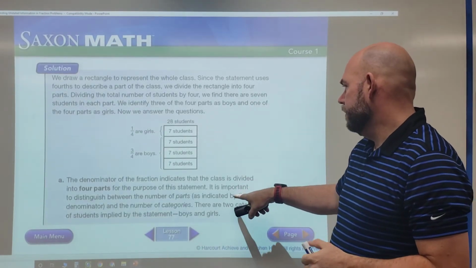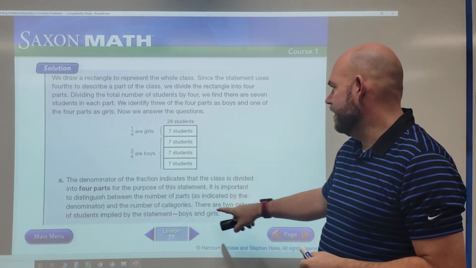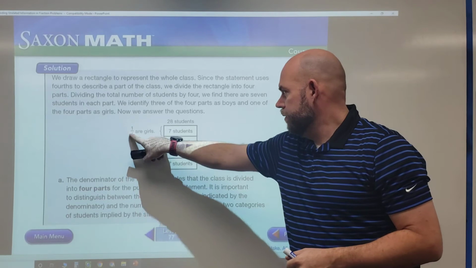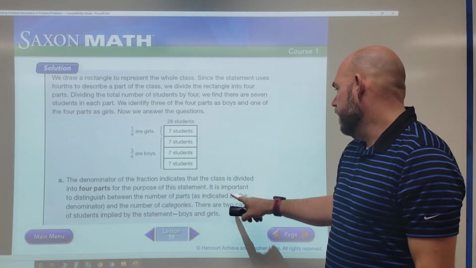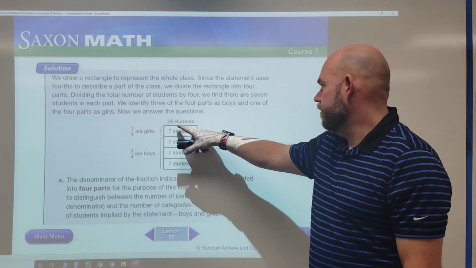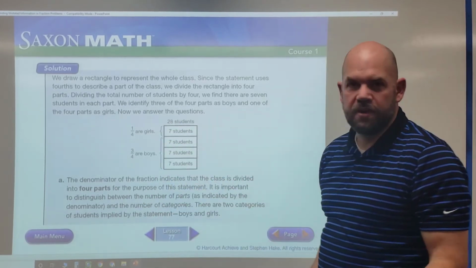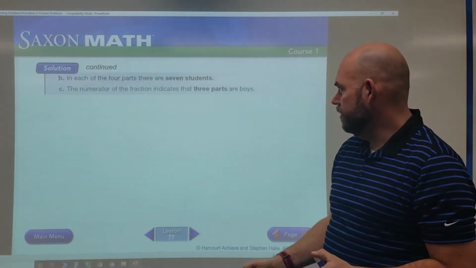So we've got, in part A, the denominator of the fraction indicates the class is divided into 4 parts. So that's the denominator, the bottom one. It says we have 4 parts. And it's important to distinguish the number of parts. So if there's 28, each part has 7. That's why we drew it out. So in each of the 4 parts, there's 7 students.